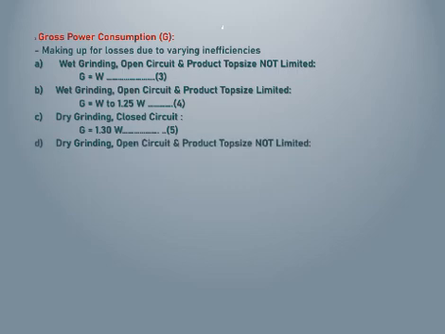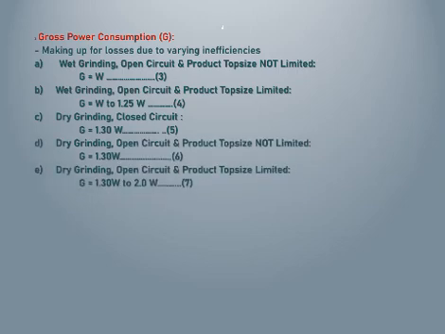Gross power consumption, making up for losses due to varying inefficiency. So we have the formulas for wet grinding, open circuit, and product top size not limited. We also have a formula for wet grinding, open circuit, and product top size limited. We also have dry grinding, closed circuit. We also have dry grinding, open circuit, and product top size not limited. And we have dry grinding, open circuit, and product top size limited. So these formulas are important for gross power consumption.